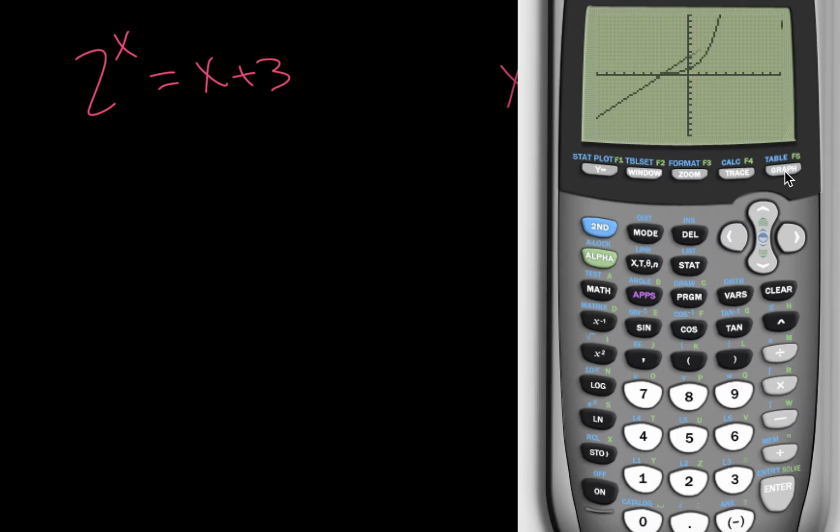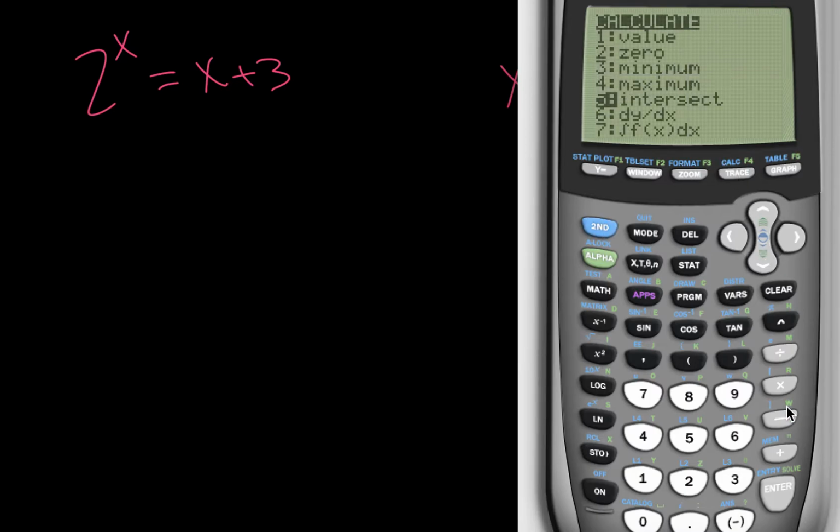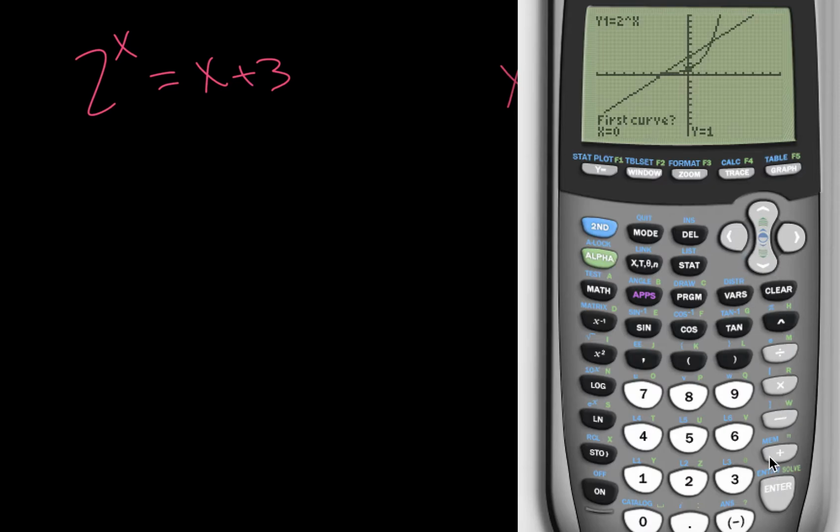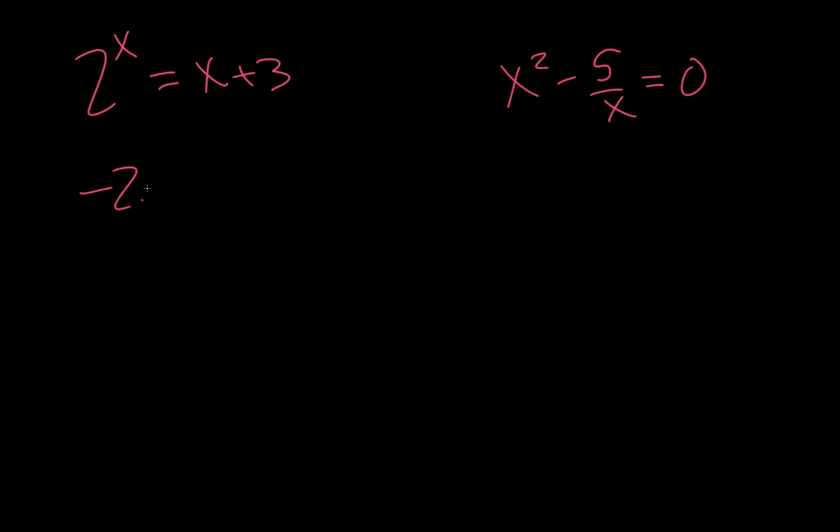Wait for it to graph. Okay, we see that it crosses two different places, so we need to use the intersect function. So we're going to say second calc, go down to intersect, hit enter. We select anywhere on the first curve, anywhere on the second curve, and then we're going to guess where it crosses. All it wants you to do is put the cursor where you think it crosses, hit enter, and we see it's negative 2.86. So that's one of our answers.